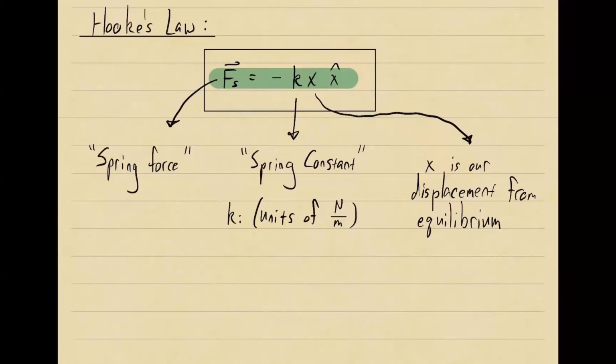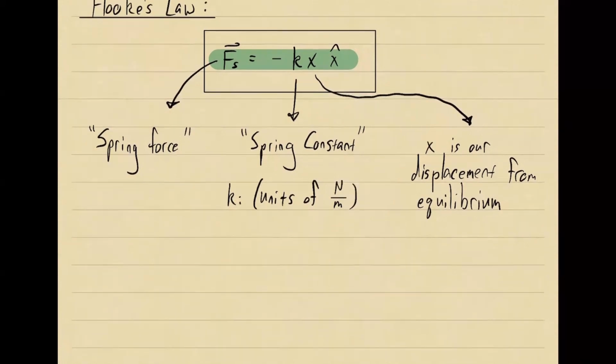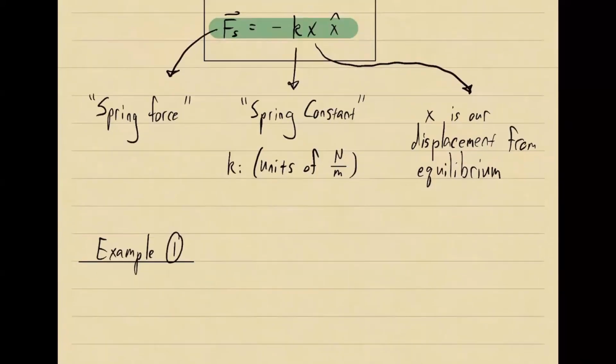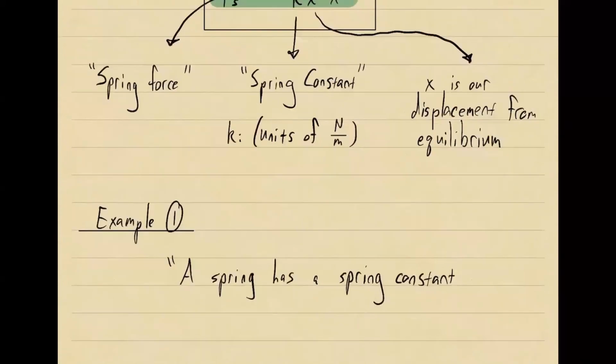All right, so let's look at a few examples using Hooke's law. So example 1. Example 1 says that a spring has a spring constant of k is equal to 800 newtons per meter.